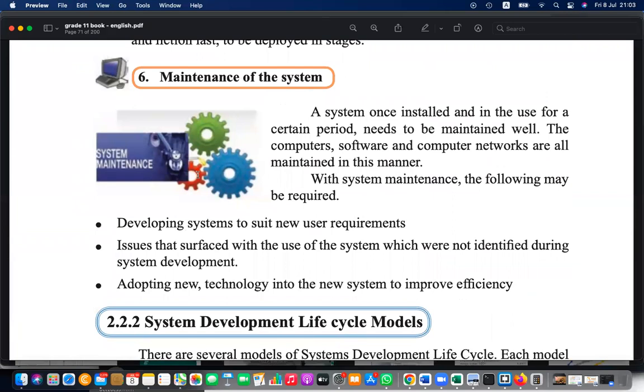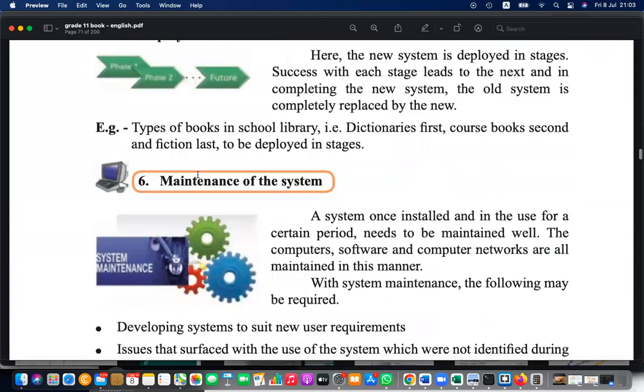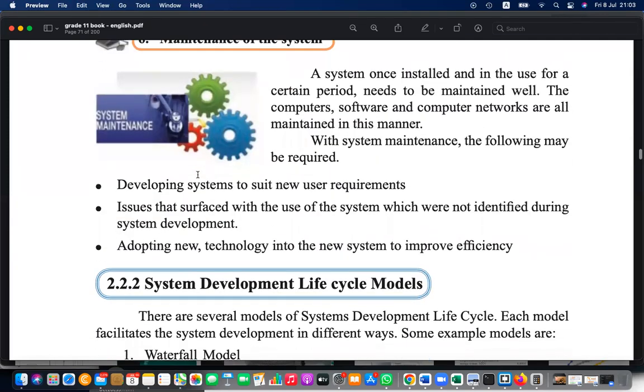Okay, then the final stage, the sixth one, is the main phase. First is problem definition and requirement analysis. The second phase is design. The third phase is coding. The fourth phase is testing. The fifth phase is deployment, and the sixth is maintenance. Any system after some time needs to be maintained.